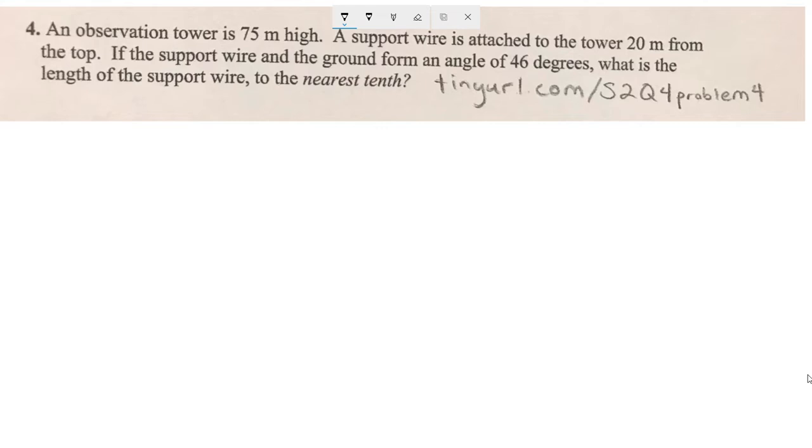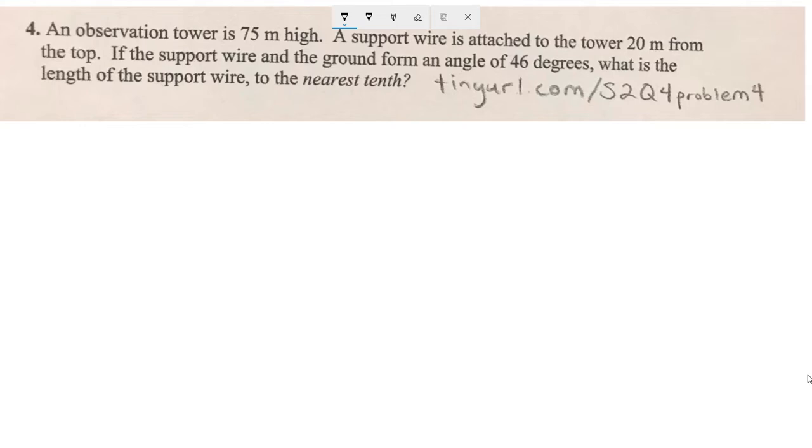Okay, so we have an observation tower, 75 meters high. Support wire is attached to the tower 20 meters from the top. Okay, 20 meters from the top. So that looks like going up that tower 20 meters high. The support wire and the ground form an angle of 46 degrees. What is the length of the support wire to the nearest tenth?